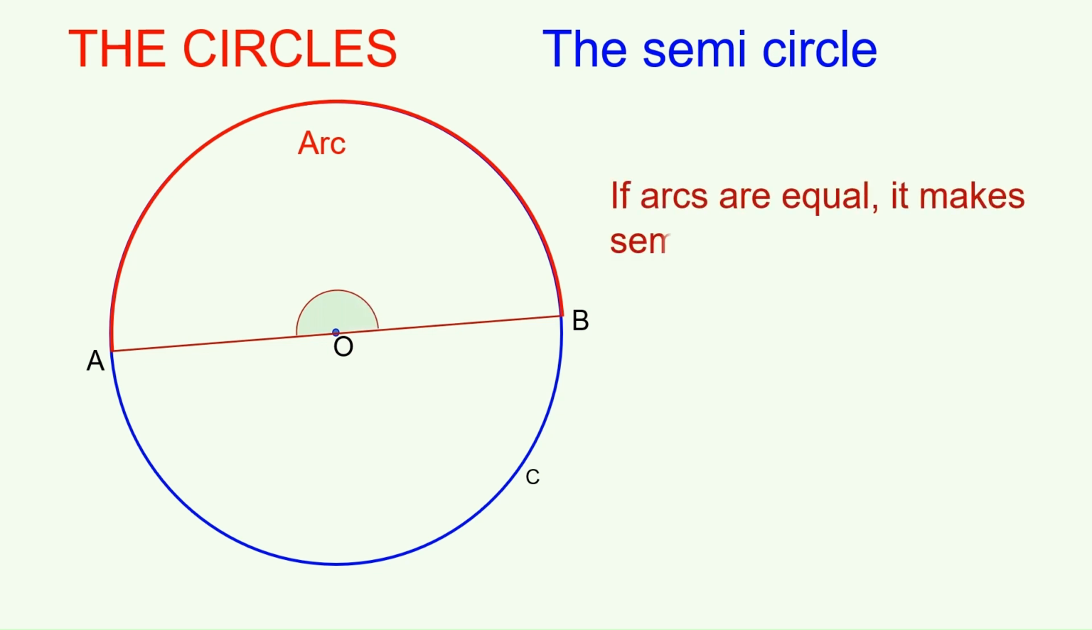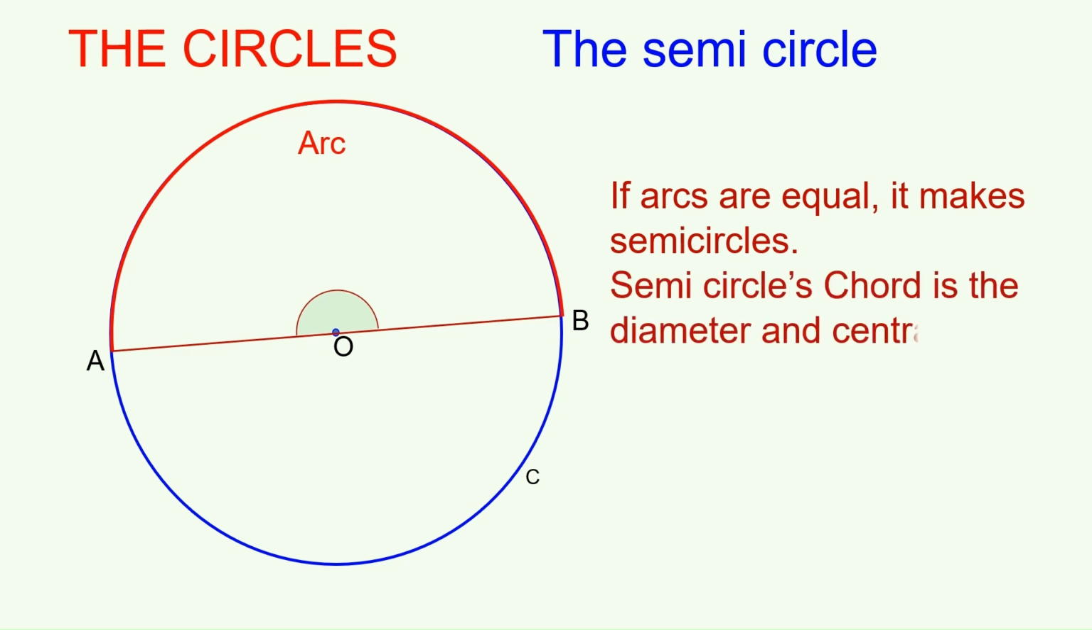If arcs are equal, it makes semicircles, or it divides the circle in two equal parts or semicircles. A semicircle's chord is the diameter, and the central angle is 180 degrees.